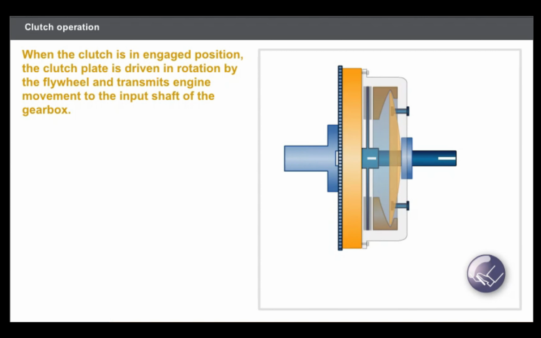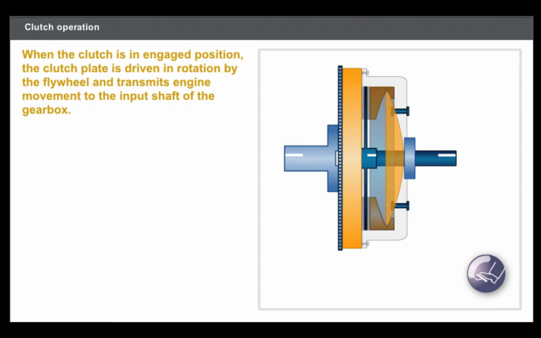When the clutch is in clutch-engaged position, the clutch plate is compressed against the flywheel by the mechanism. The clutch plate is then driven in rotation by the flywheel. Click on the clutch pedal to engage the clutch. The clutch plate transmits engine movement to the input shaft of the gearbox. In engaged position, all clutch components rotate with the engine.